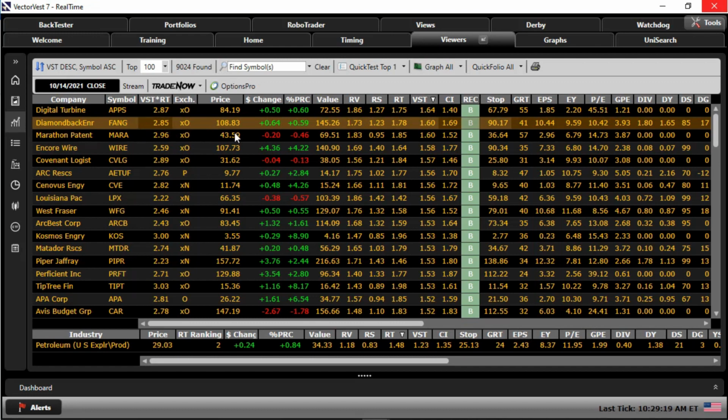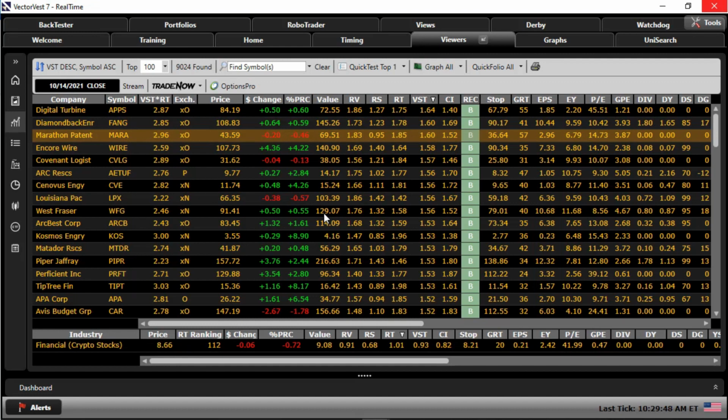Let's take a look at its analysis as of the close of the 14th. Closed at 108.83. We currently value it at 145 and change, so that's good. It's undervalued. It's got a really good RV. It's got a good RS, so the fundamentals are favorable. It's in a really strong uptrend, 1.78 RT. Obviously, it's got an excellent VST rating of 1.60. It's also got a good CI rating as well at 1.69.